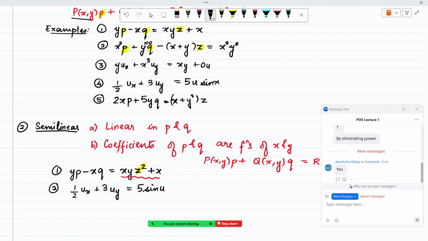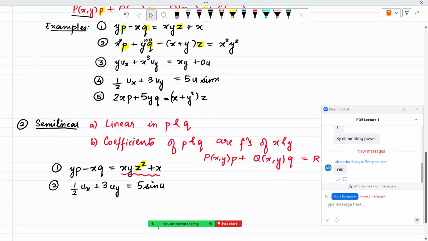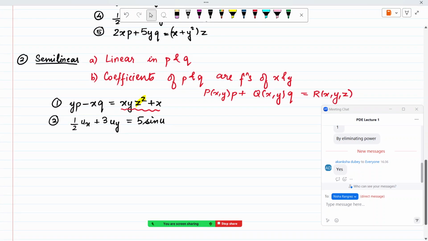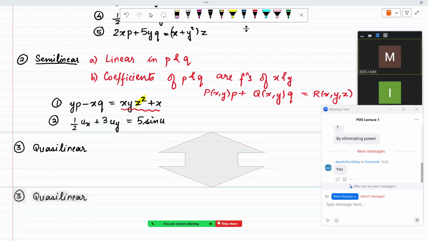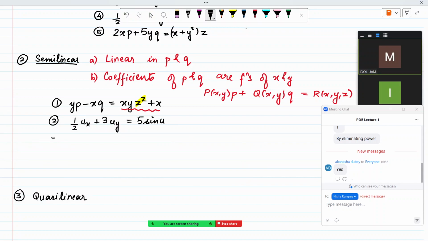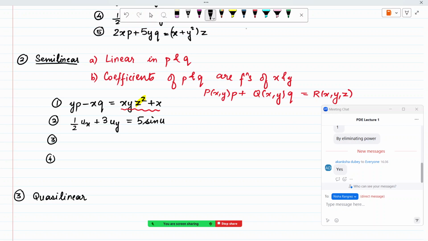Okay. Let's move on to the third type. The third type questions here are quasi-linear. Okay, before we move on to the third type, give me one or two examples of semi-linear on your own. Give me 2 examples of semi-linear.